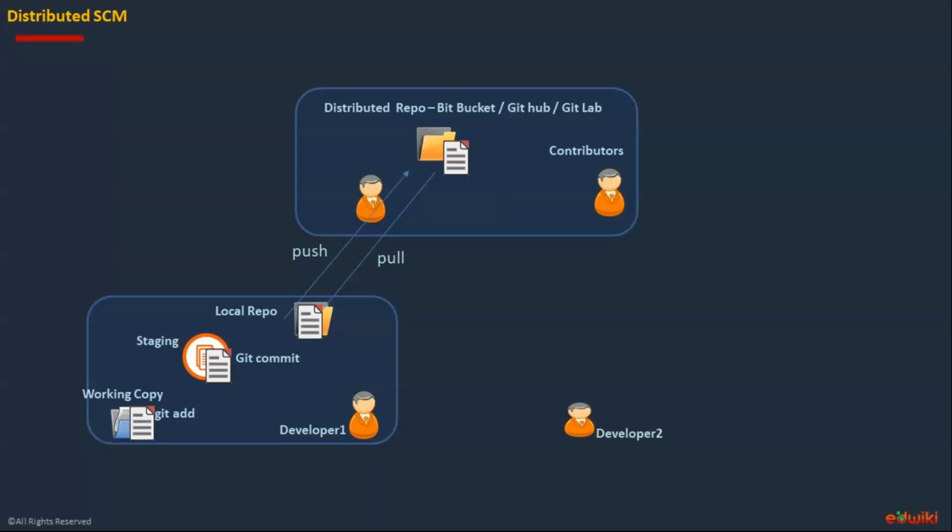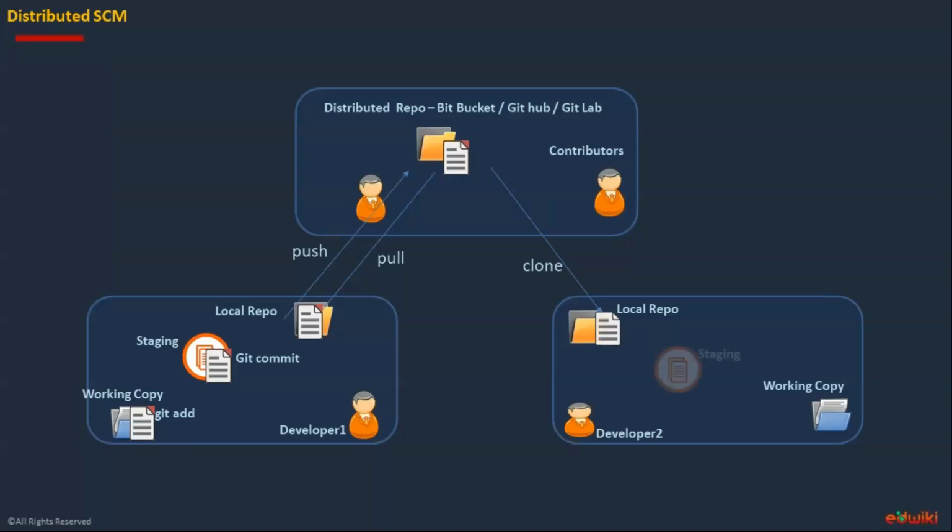If developer two wants to know how developer one has worked, what changes developer one has done, the same process will be followed by developer two also. Developer two will first download the latest copy from the Bitbucket repository, which is a pull or a clone operation, right? So the content that was uploaded by developer one, which is available in Bitbucket, will now be downloaded by developer two, and that copy will come to the working copy.